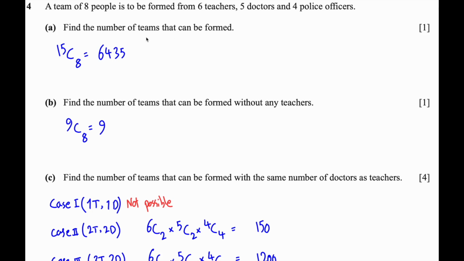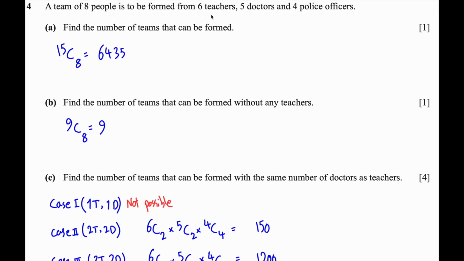This is simply a matter of selection, so there is no arrangement or order. So I can just go ahead and choose 8 people from the 15 people that I have, regardless of their jobs. So that would be 15C8, which is 6,435.